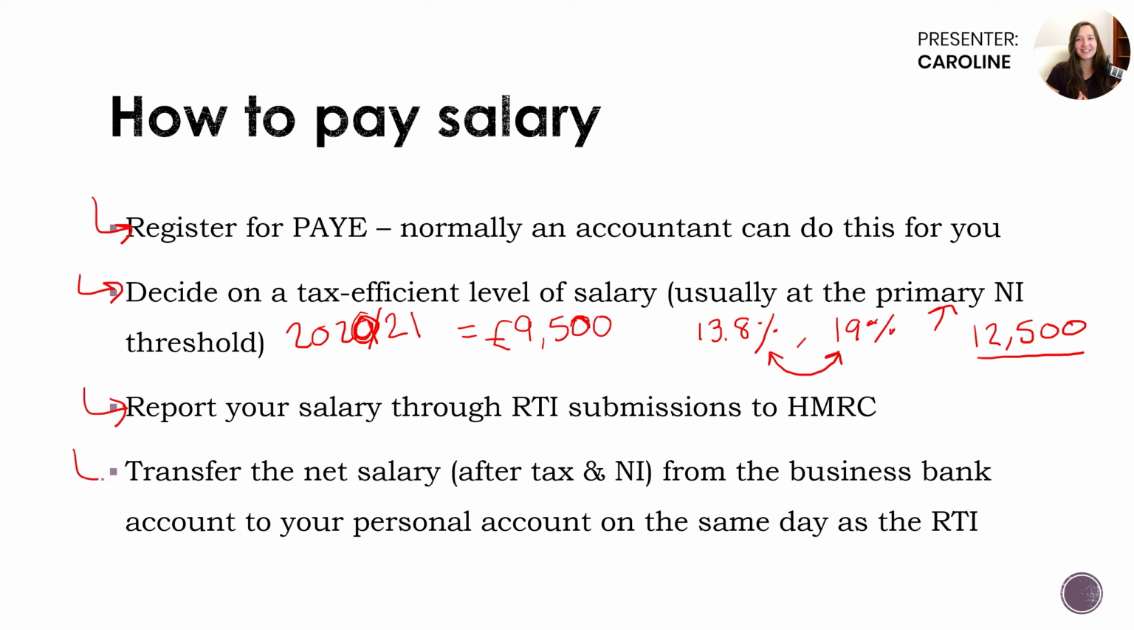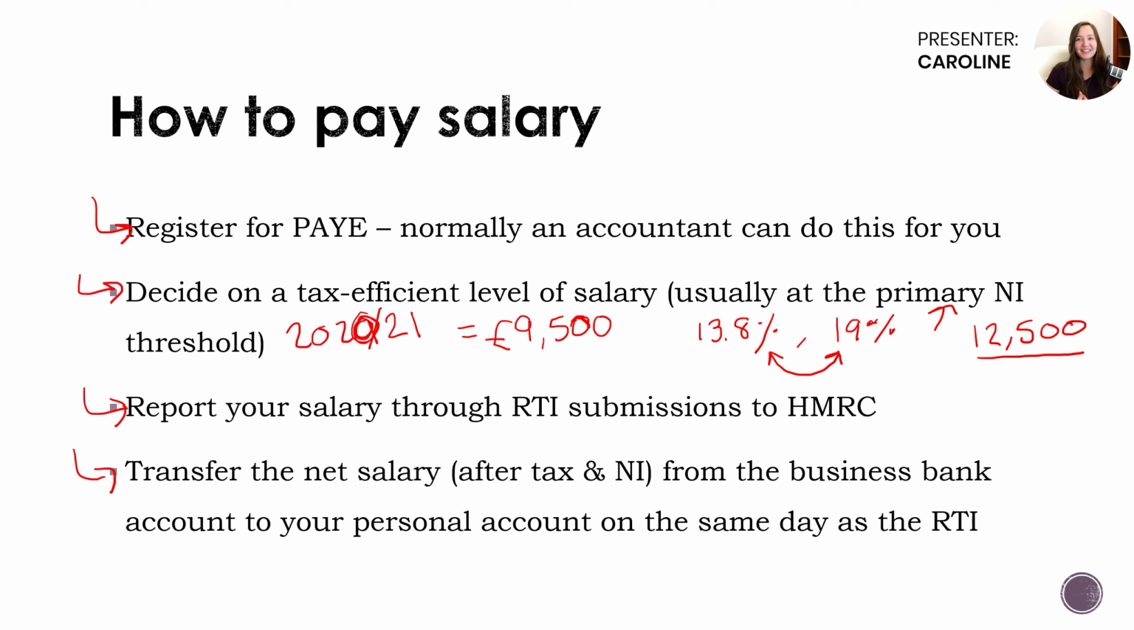And the final step is to transfer your salary after tax and national insurance from the business bank account to your personal account on the same day that the RTI submission has reported that you've received this money. That's the gist of paying salary.